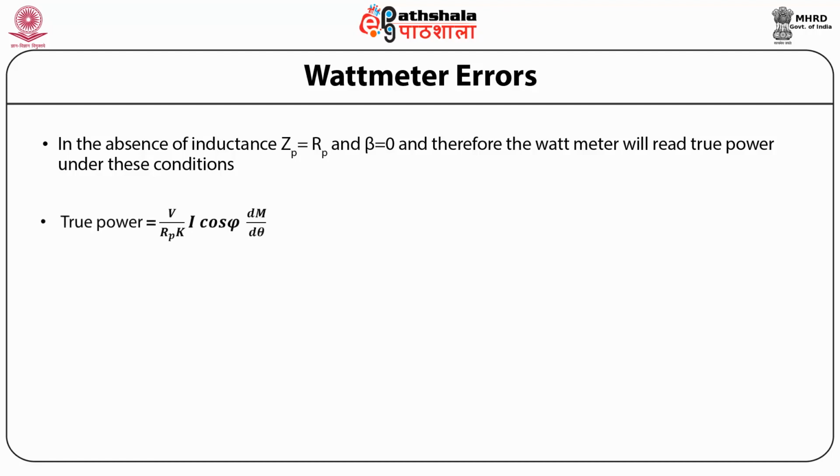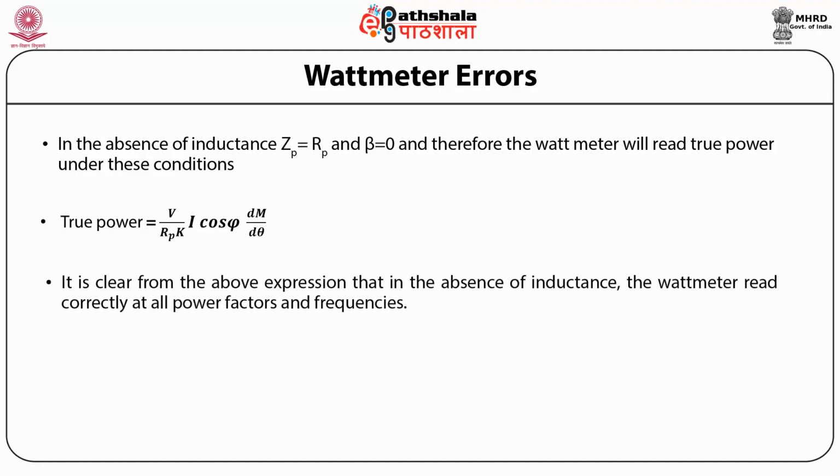True power is given by V by Rpk multiplied by I cos phi dm by d theta. It is clear from the above expression that in the absence of inductance, the wattmeter read correctly at all power factors and frequencies. Taking the ratio of true power and actual wattmeter reading gives us cos phi divided by cos beta into cos phi minus beta.